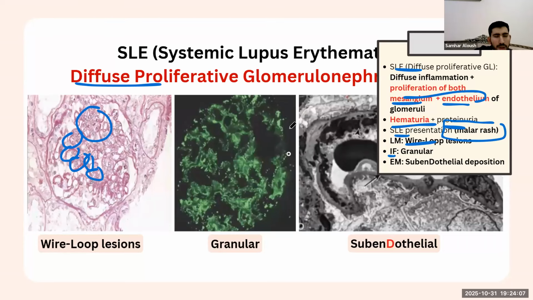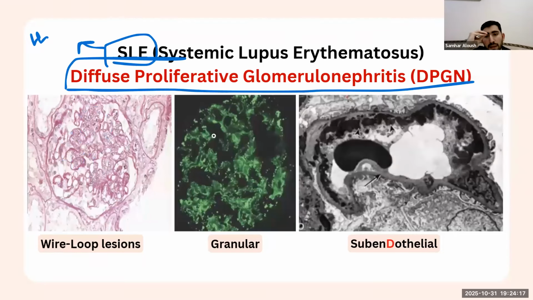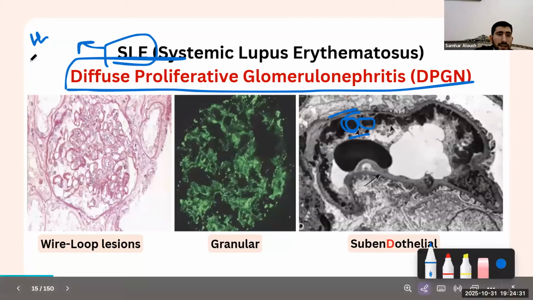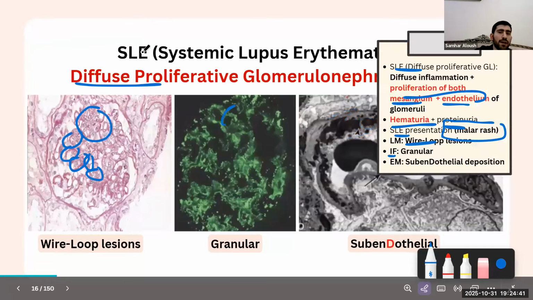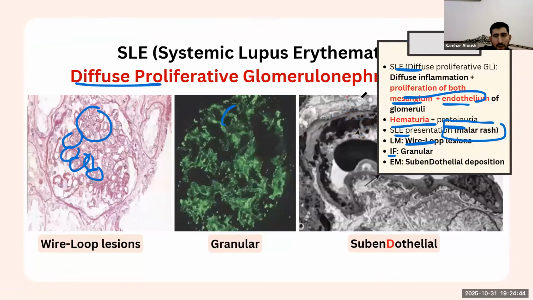Okay. On immunofluorescence, it's also granular because it's due to immune complex deposition in the glomerulus. So it will also appear granular. However, where do these immune complexes deposit? It's subendothelial. So here we have the epithelium, basement membrane, and here the endothelium, and here we have the subendothelial deposits. And see, the disease is called diffuse proliferative. It starts with a D and it's subendothelial. DPGN, subendothelial. So SLE, the patient will have SLE presentation, malar rash and stuff.